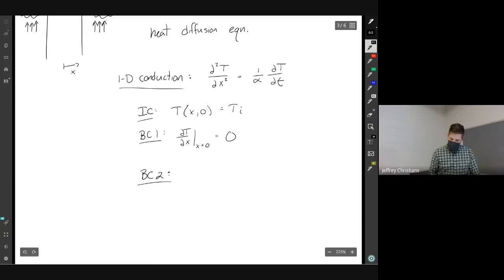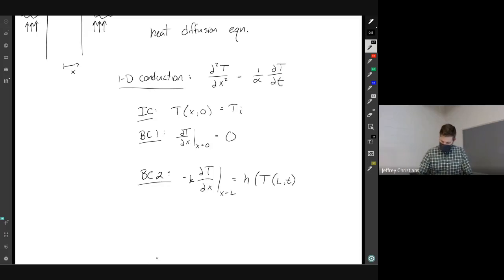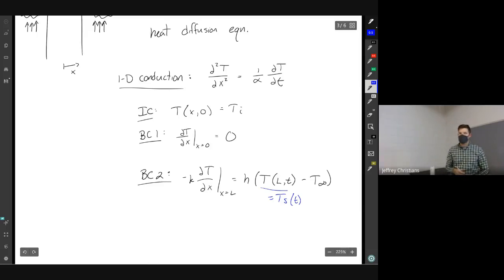The second boundary condition is at the surface, and that's the convection boundary condition. h(T(L, t) minus T infinity), right? All this is T surface, but it's a function of time, because the surface temperature in this is not going to be constant.